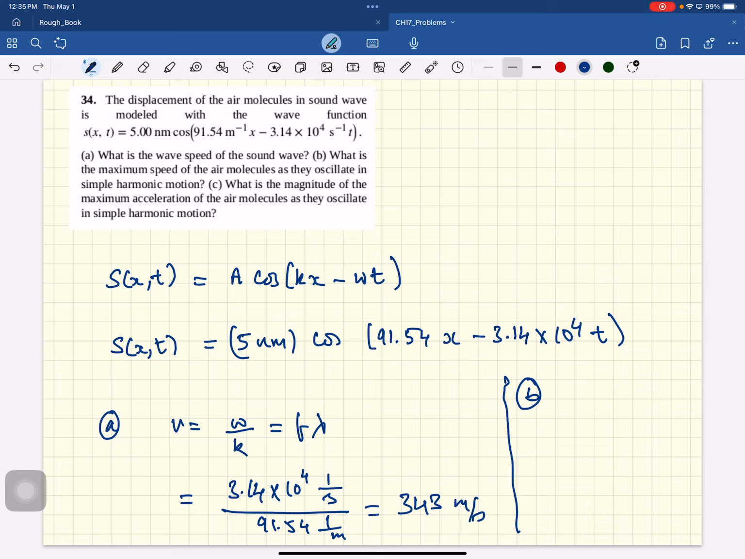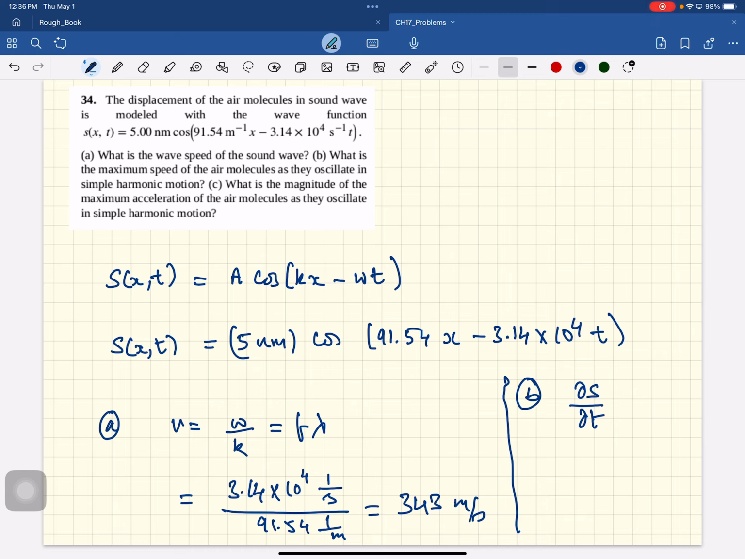When will the maximum speed of the air molecules be? At the middle point, at the equilibrium point. Just like a mass attached to a spring, very good. And so this is the displacement. What you want is del S by del t, that would be the speed of the air molecule.